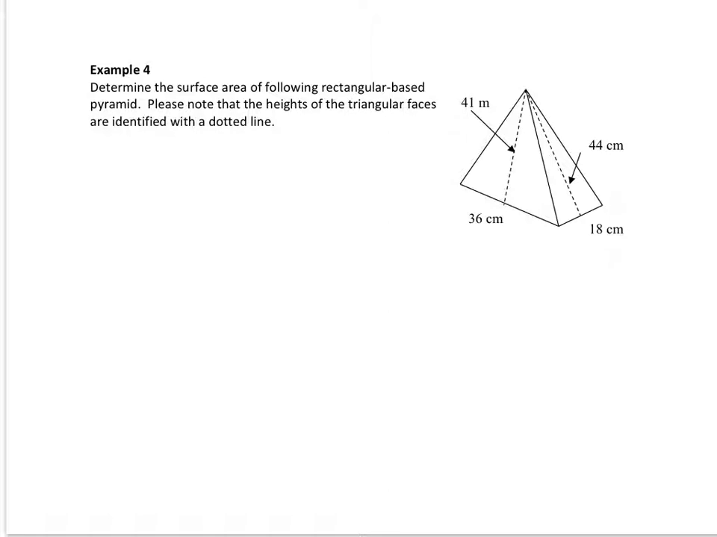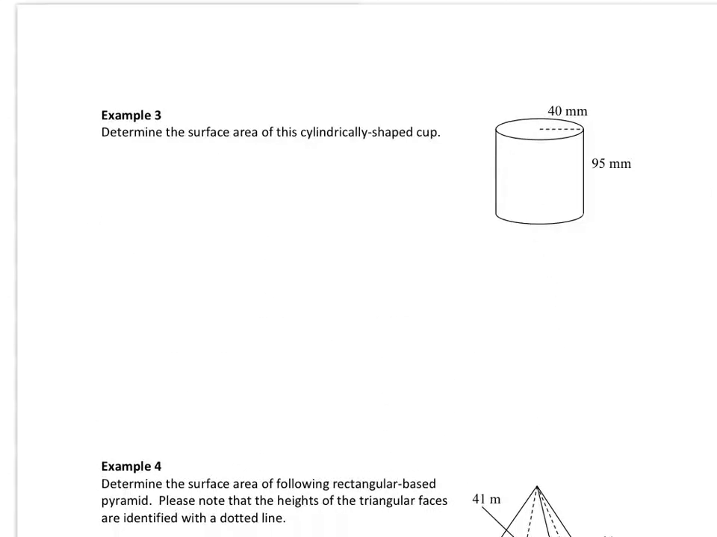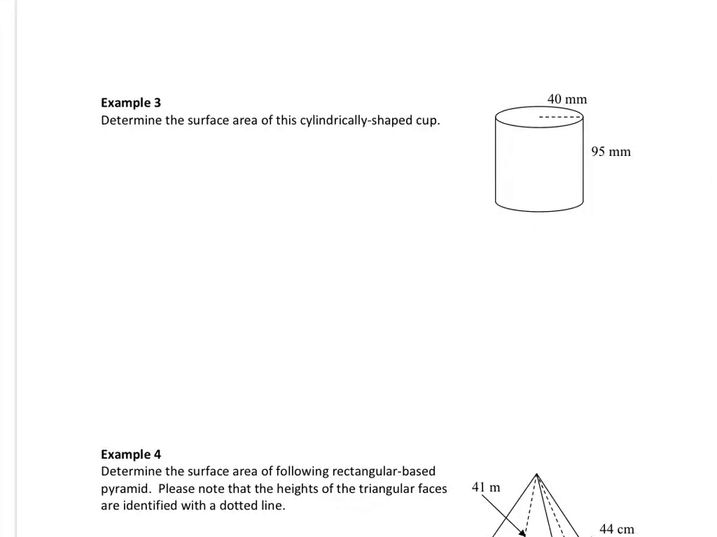Oh, I think I missed one. Okay, example 4, we've got, oh, I know what happened. Sorry, here. There's example 3. Example 3, determine the surface area of this cylindrically shaped cup. Notice that that 40 millimeters refers to the radius of the circle. The 95 is our height of the cylinder. And because it's a cup, only one end is closed.